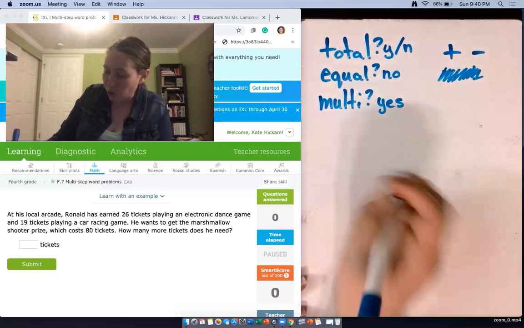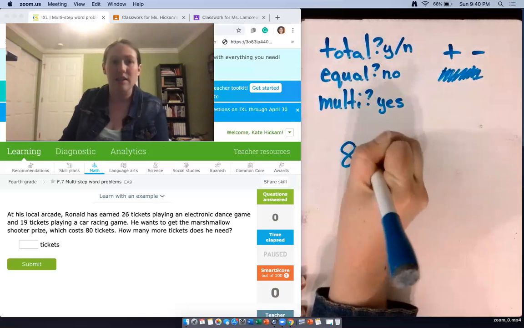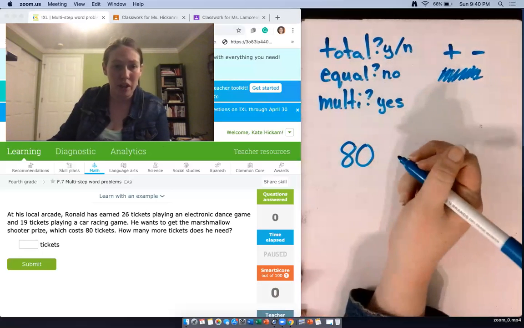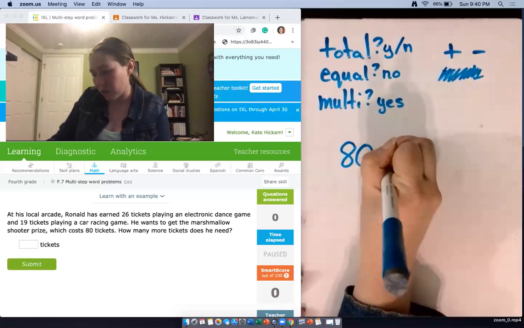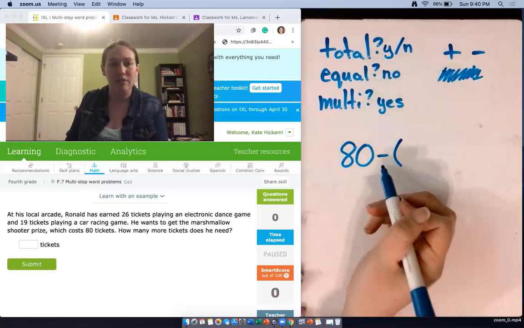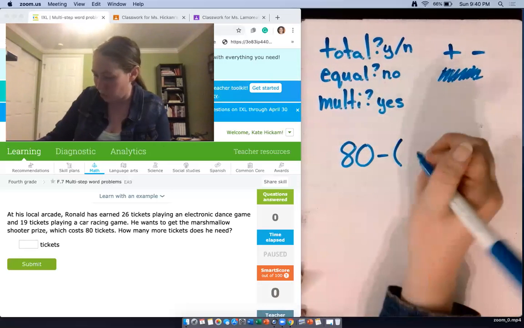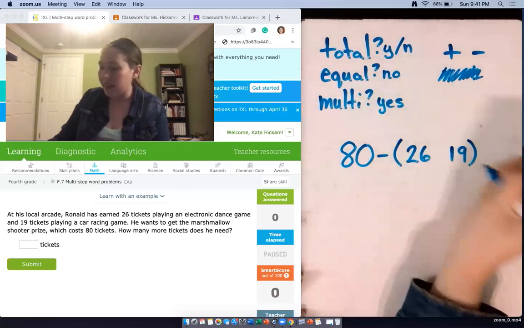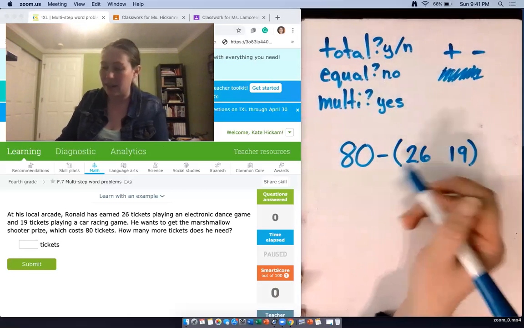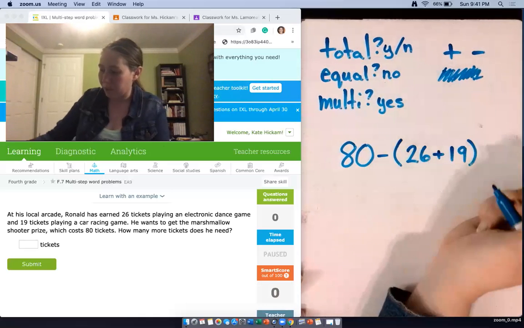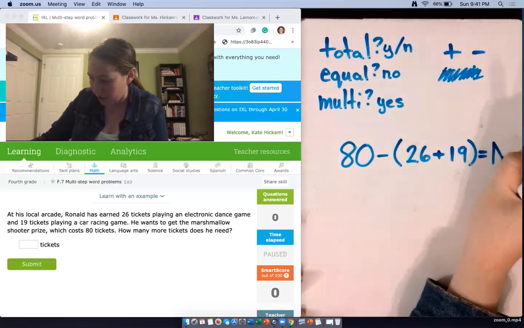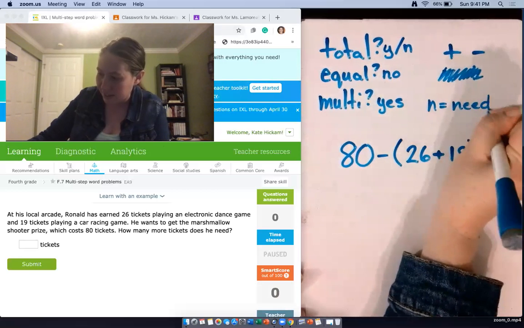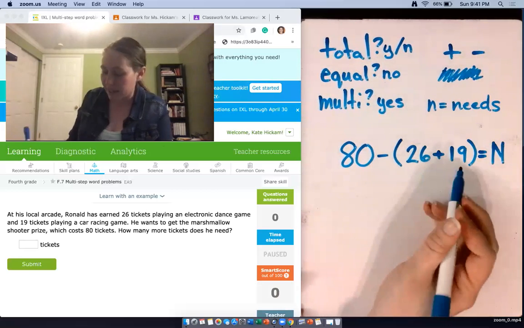So I know that his total is 80 tickets, how much he wants at the very end of all this, because that's how much the marshmallow shooter is. Then I know I'm going to be taking away what he currently has from that. Now he has 26 tickets and 19 tickets, and I need to find the total between those two numbers to take it away. So I'm going to add, and that's going to leave me with how many he still needs. So N in this case equals needs, the tickets he still needs. So I'm going to take 26 and 19 and add those up.